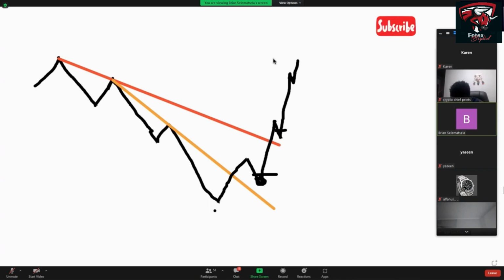Now from there, after you've found a structure like that, that's when you start drawing your same lines again, your footprint line and first layer line. Reason why you are drawing them is so that you can know when to pull out, meaning when to close the trade.